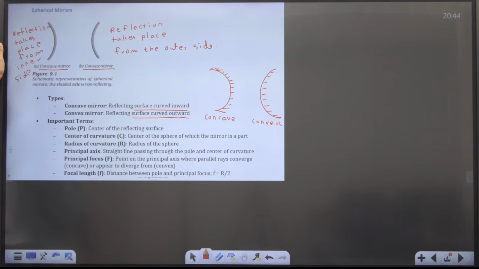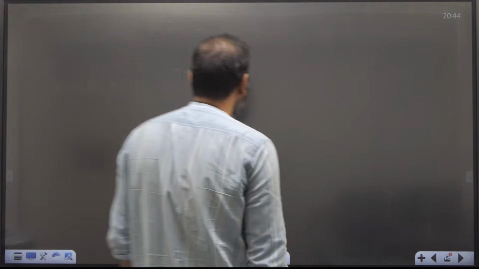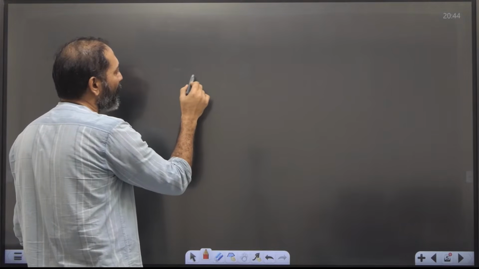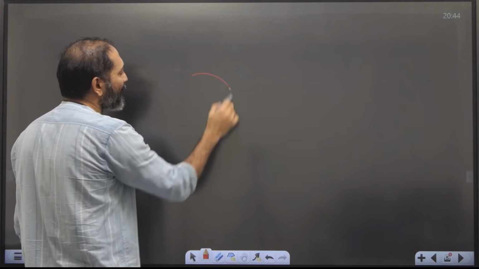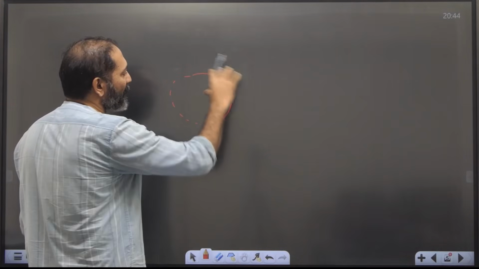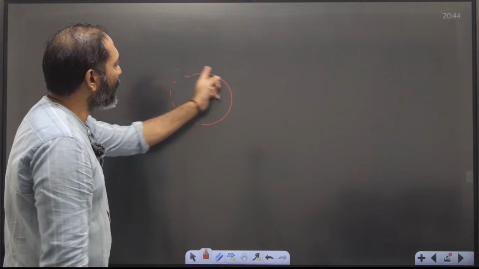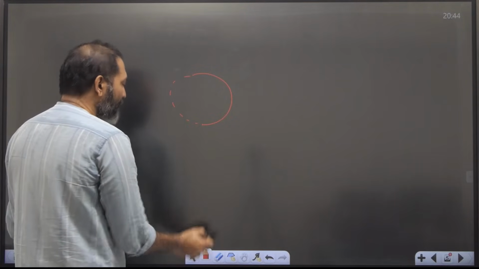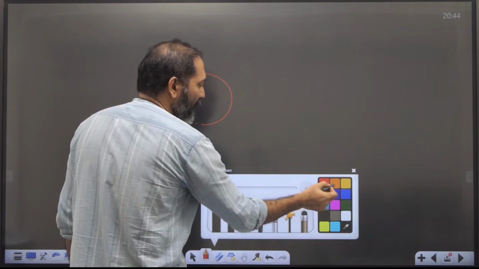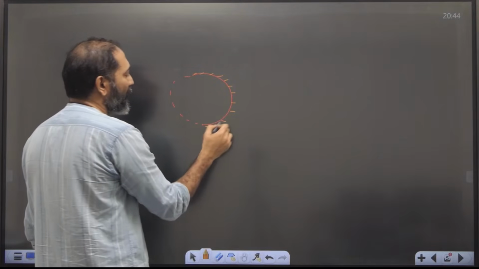Important terms. Now listen, students, you should understand that there was a spherical mirror, and we are cutting a portion of the mirror. The dotted line is taken away, so only a half section we are seeing. This is a concave mirror. How does it become a concave mirror? If you give a coating on the outer surface, it becomes a concave mirror.